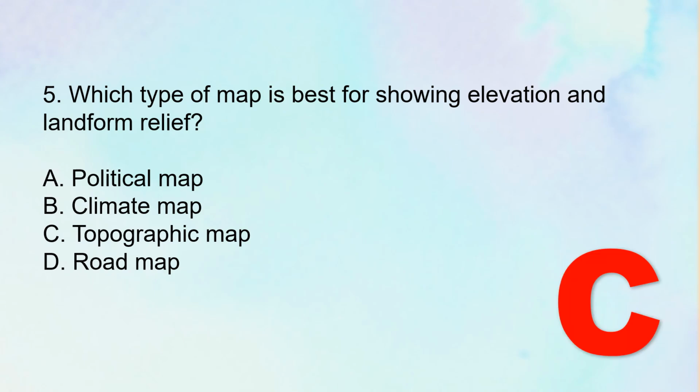It's topographic map. Topographic maps use contour lines to show elevation and landform relief. Again, it uses contour lines. Now, for letter A, political maps show borders and cities. Climate maps show weather patterns and temperature. Road maps highlight transportation routes rather than landforms. So letter C is the best answer.